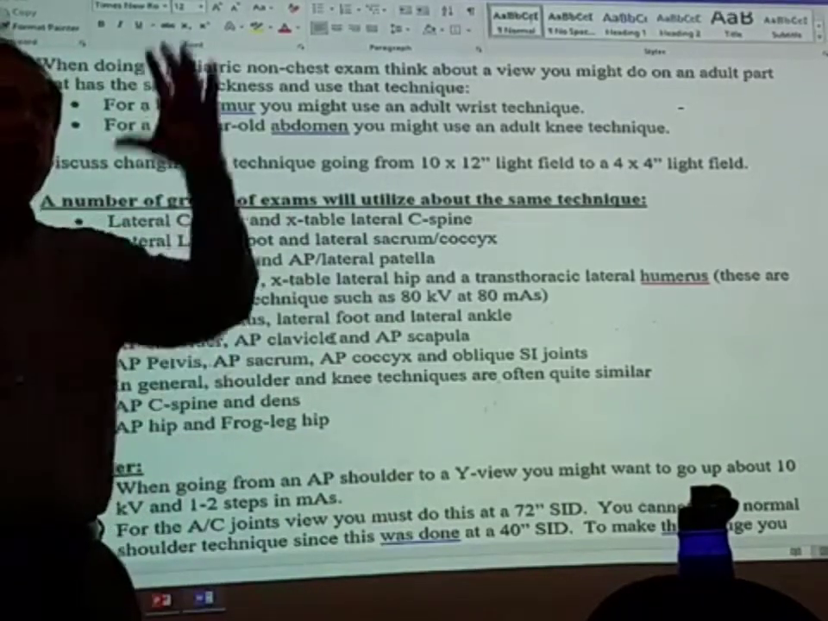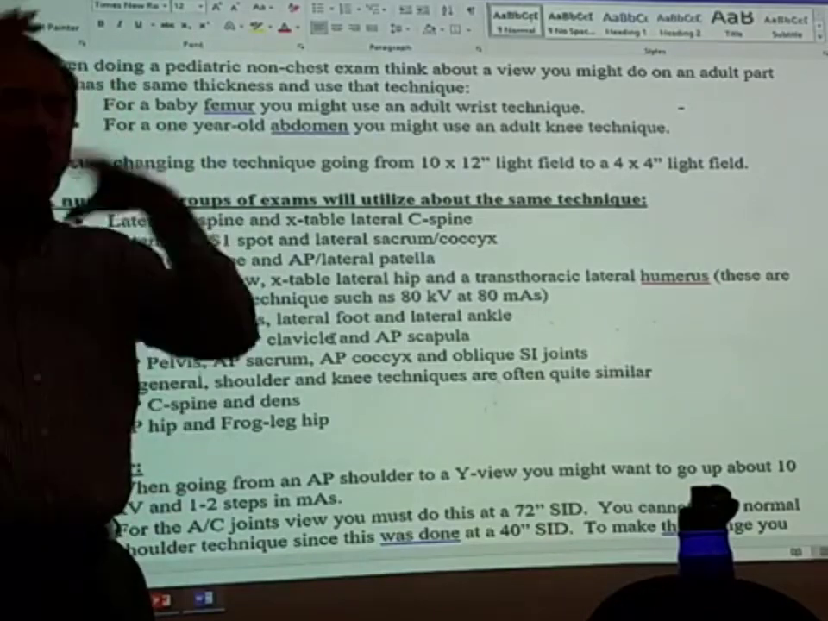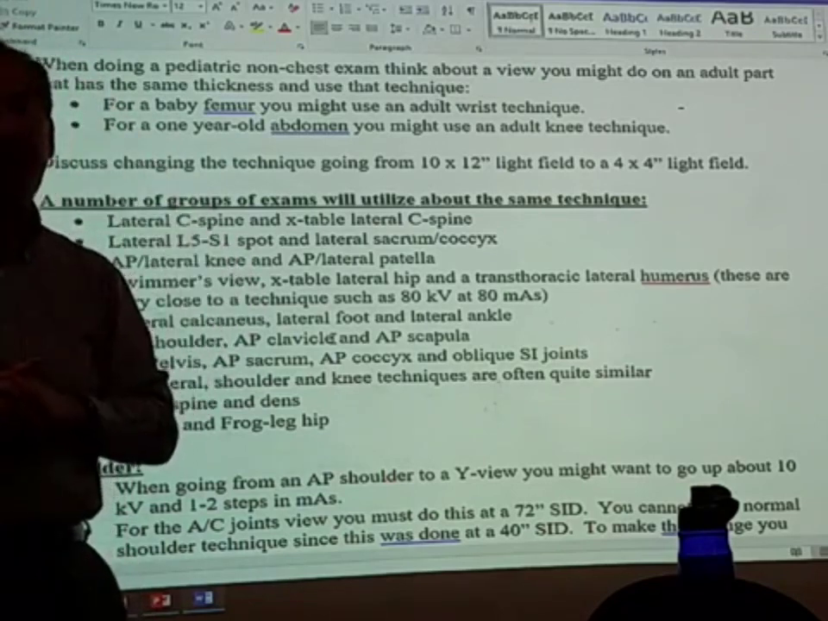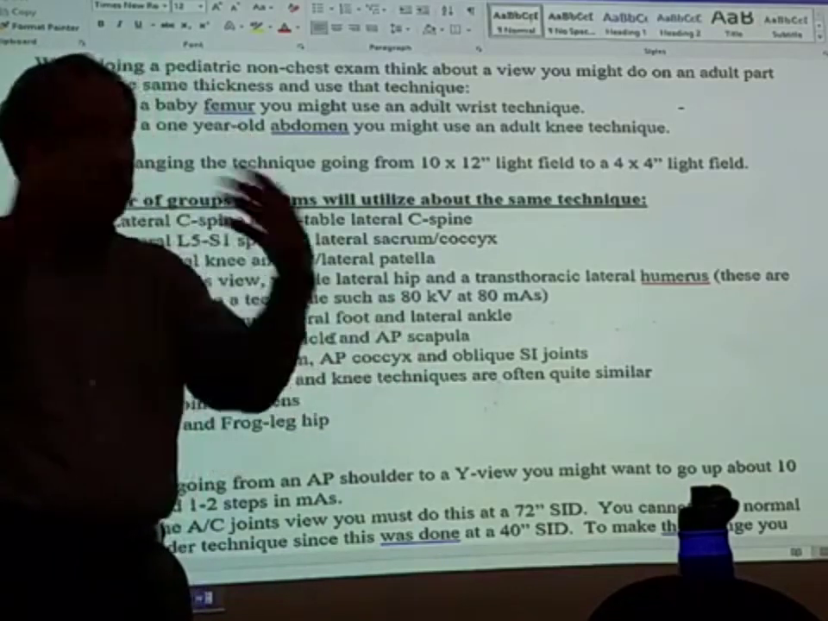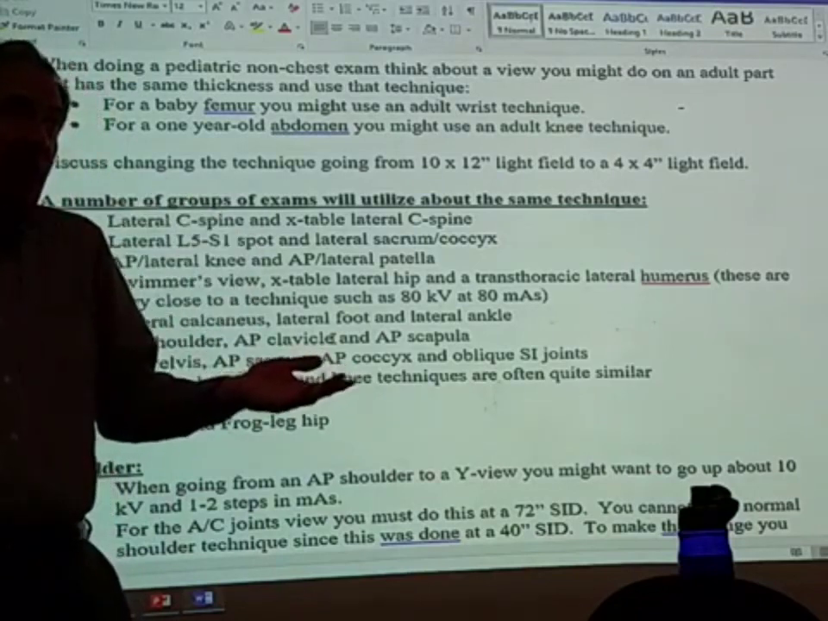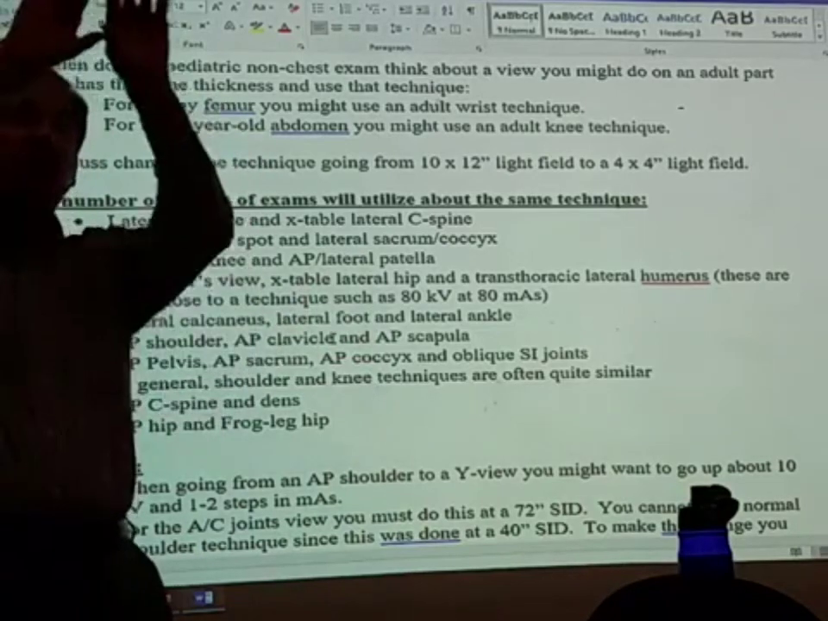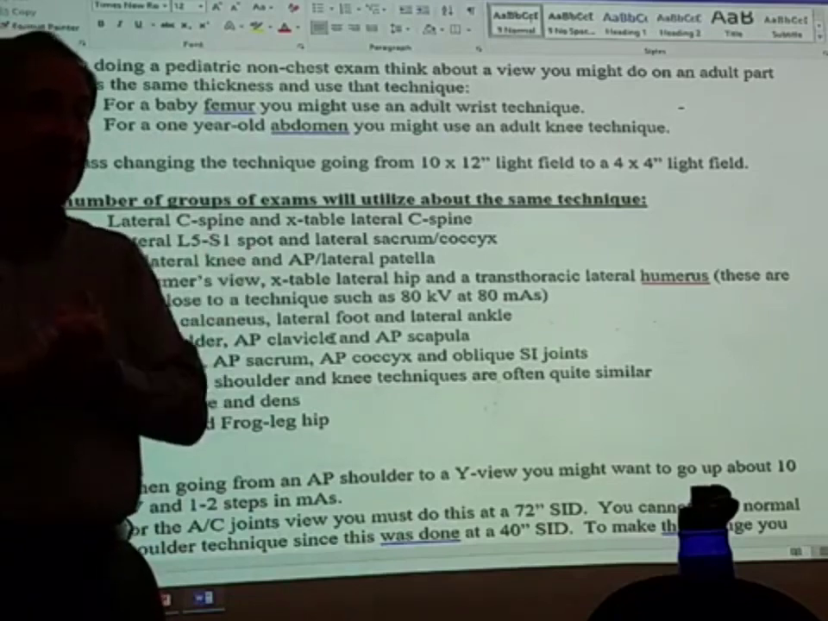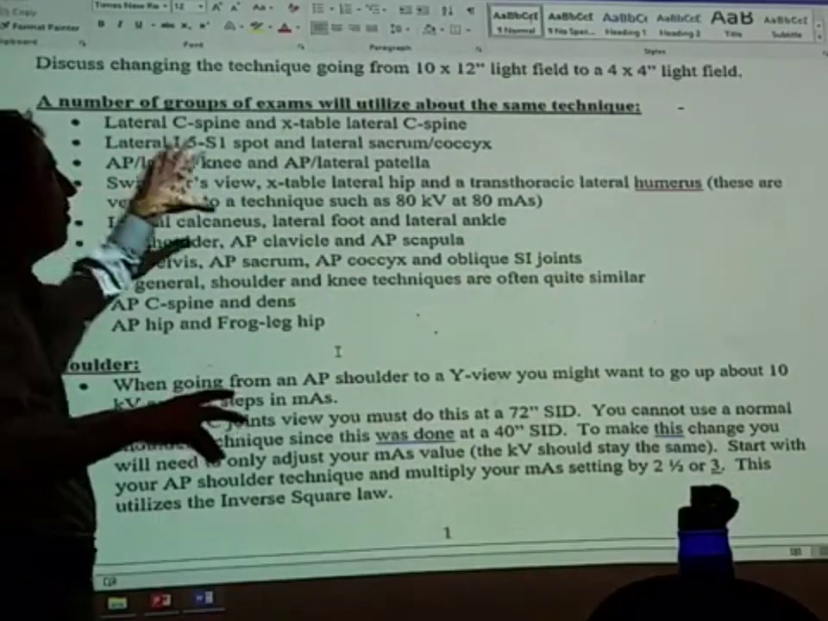It's the same idea. So you go from a 10 by 12 light field to a small light field like that, like where you're going from a regular Waters to a cone down for the nasal bones, you need to go up in your technique. Does that make sense? A lot of people think you go down because you're using a smaller field. Actually, you need to go up quite a bit more. That happened to me. I used the same technique. It was like, why is this so light? And I realized, oh boy, I'm gonna have to double it. And then it came out fine. I was like, yeah, because you've eliminated all of the scatter that would have contributed to the density. Make sense?